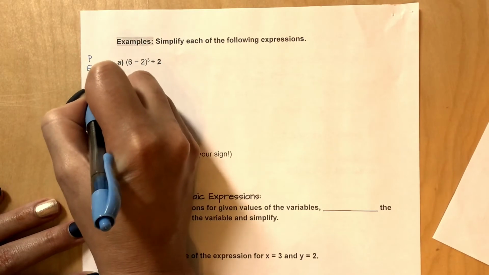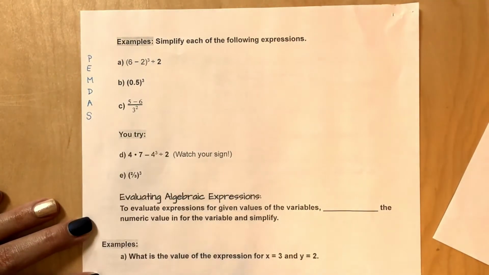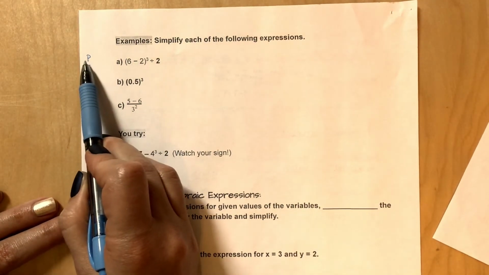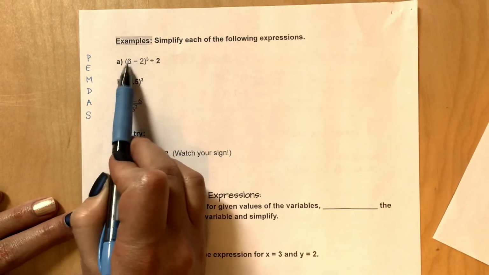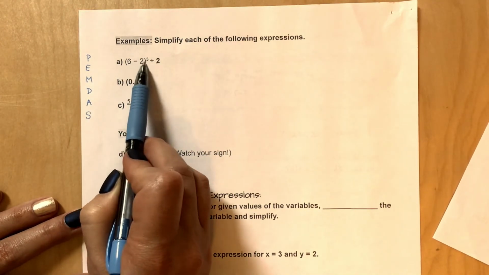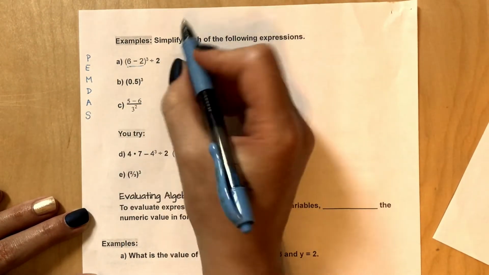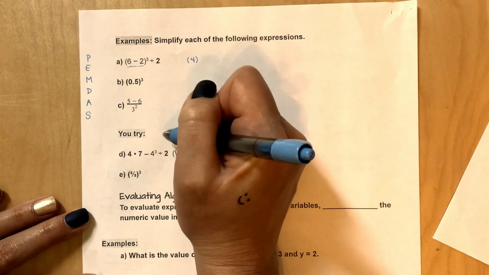I'll write out PEMDAS to help us remember to follow that. Okay, so the first thing is parentheses or grouping symbols. In this first problem, we do have a set of parentheses, and inside of it is 6 minus 2. So I'm going to do that section. 6 minus 2 is 4, and then I carry everything else over.